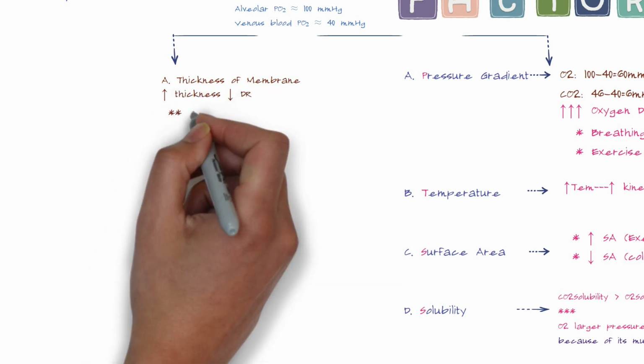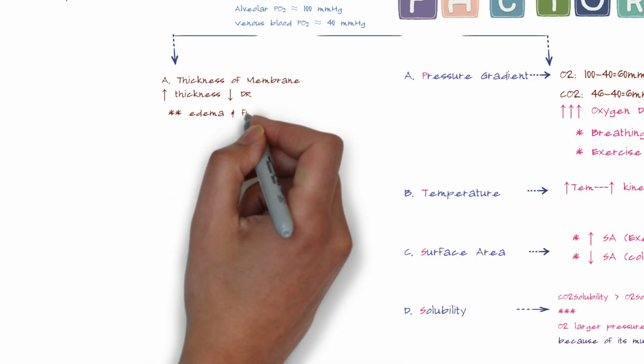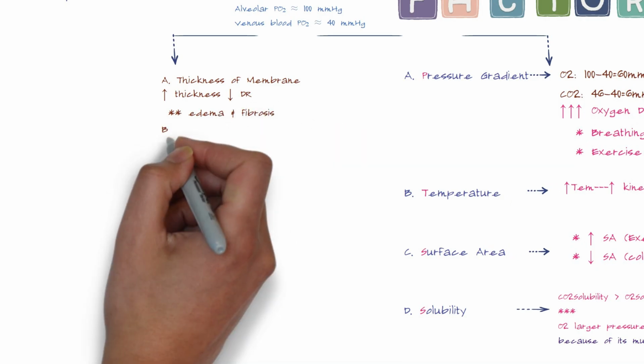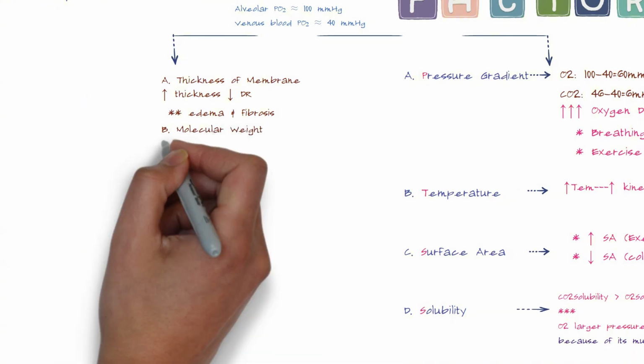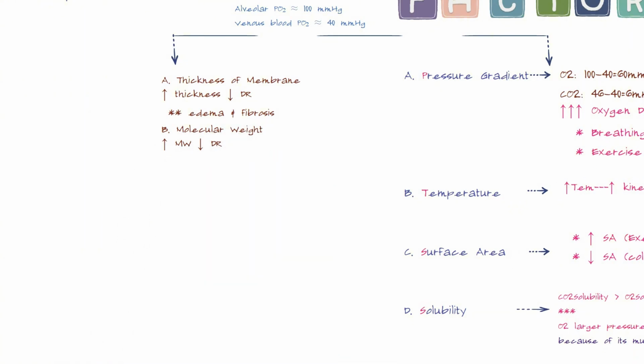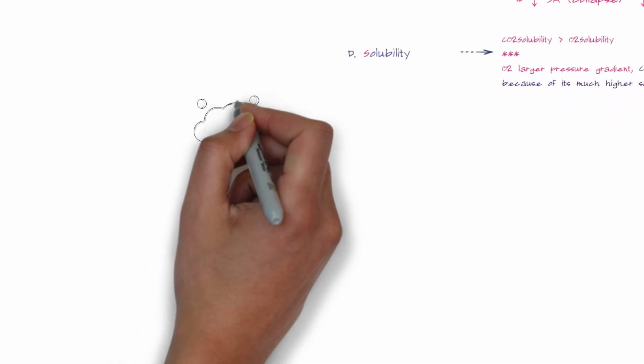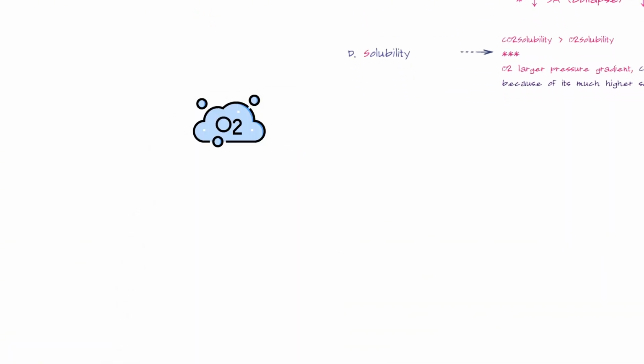First is membrane thickness. The thicker the membrane, the harder it is for the gas to cross it. This occurs in pulmonary edema and fibrosis. The second is molecular size. The larger the molecule, the more slowly it diffuses.